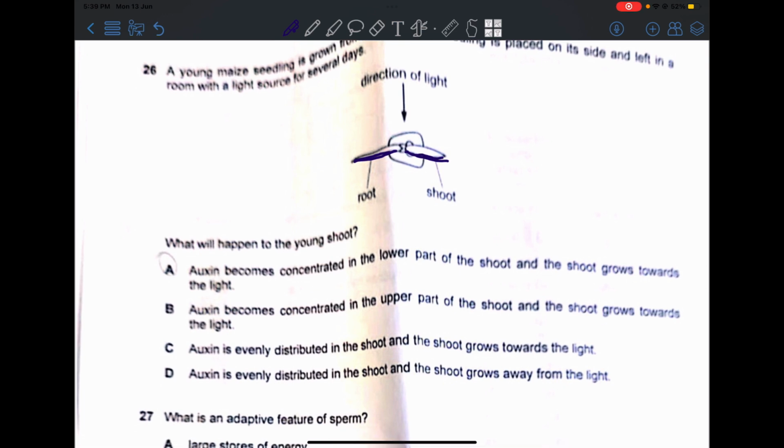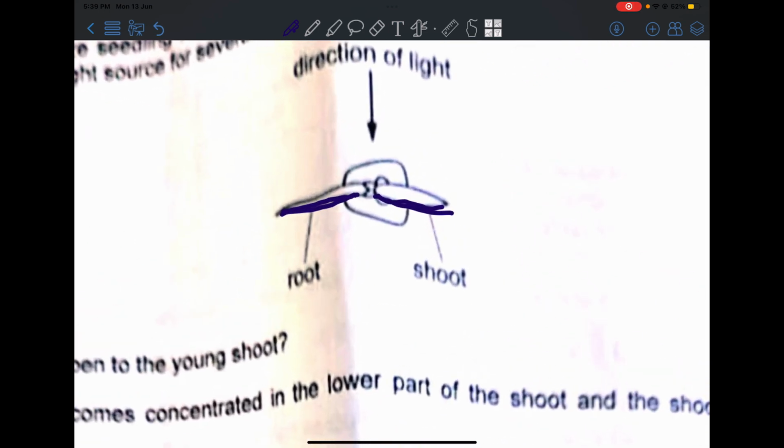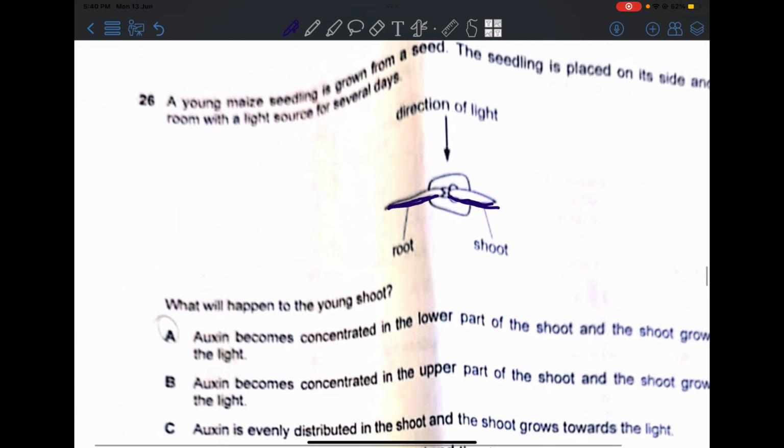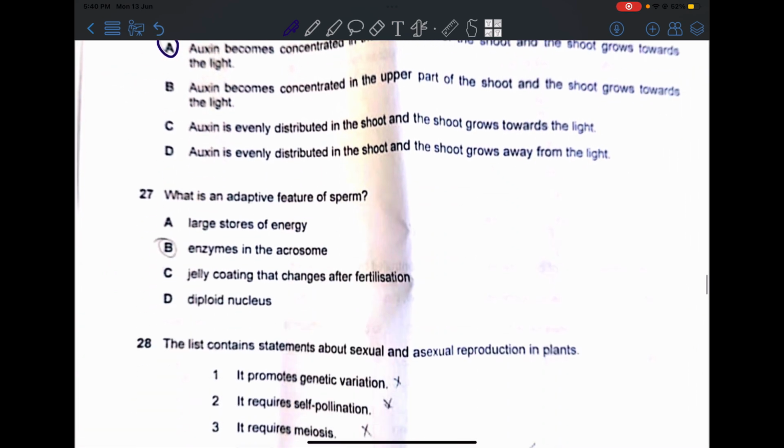What will happen to the young shoot? A. Auxin becomes concentrated in the lower part of the shoot and the shoot grows towards the light. Now this is actually correct because, as I said, it's going to be more concentrated in the lower areas because, as I said, it accumulates in the shady areas. So this part is going to grow like that, like that, like that, and it's going to cause the shoot to bend upwards into the direction of light. So A is going to be correct.